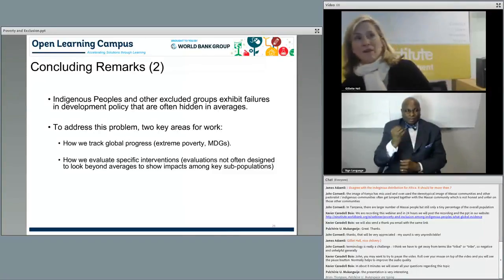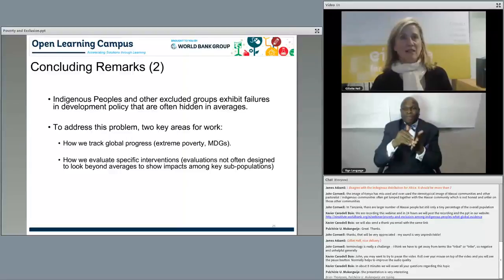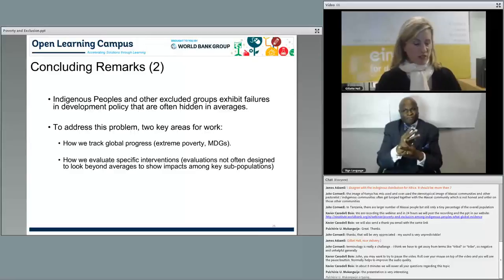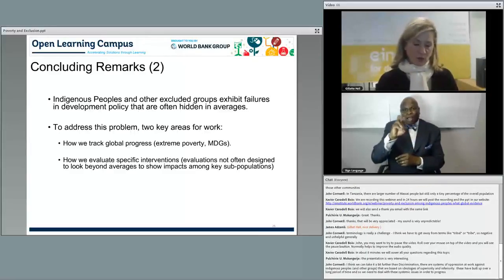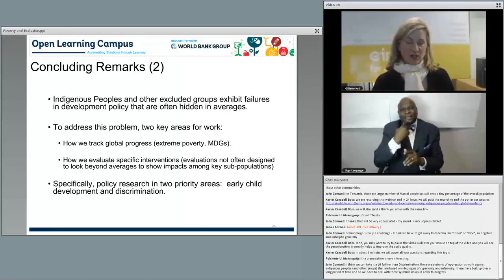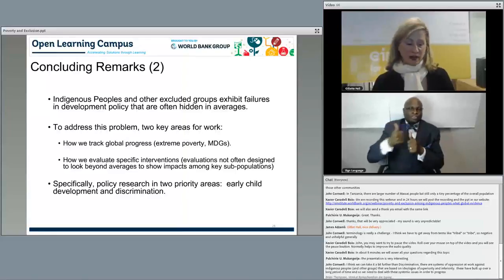So my final points today are as follows. Indigenous peoples are often hidden in the averages that we look at when we do calculations about poverty and other main development indicators around the world. Shanta Devarajan, who reviewed our book a couple of years ago when it came out, said the following, Shanta Devarajan being the chief economist now here at the World Bank.